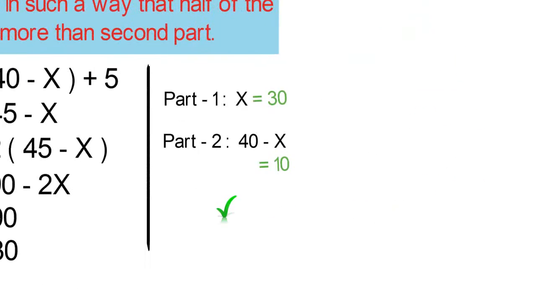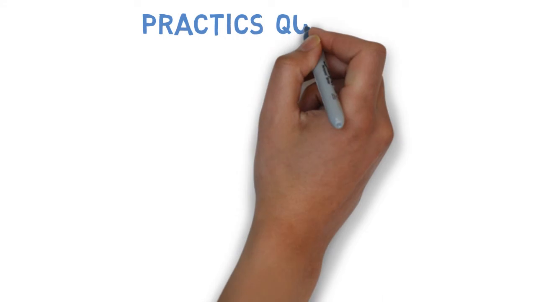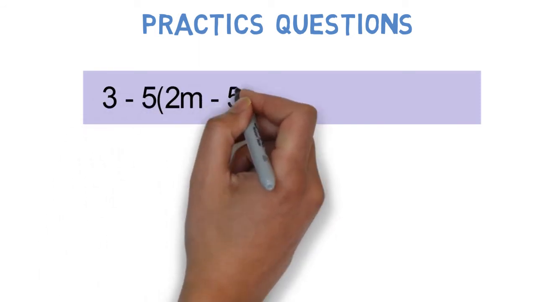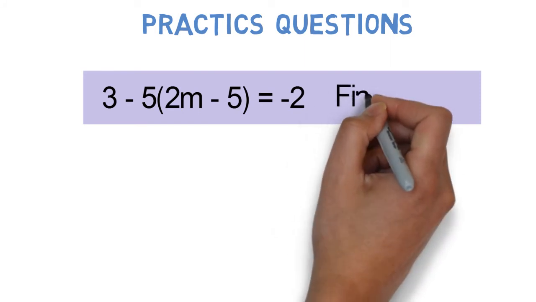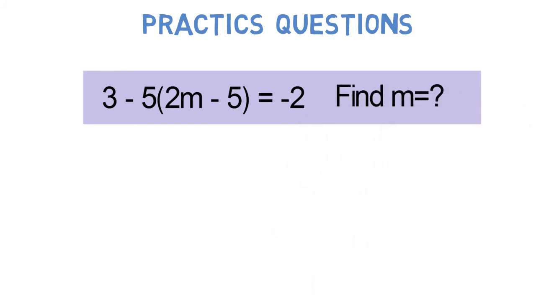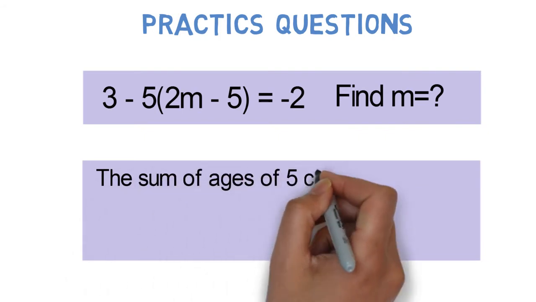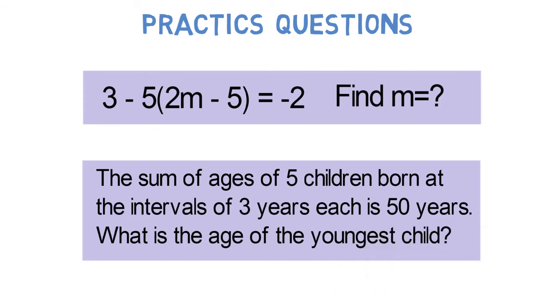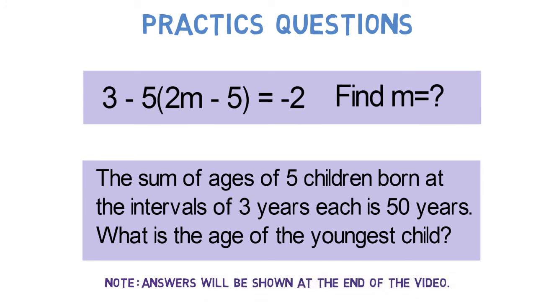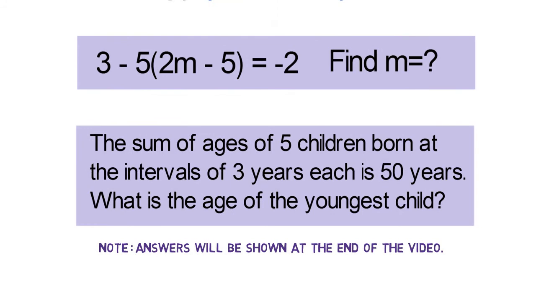Now I have some practice questions for you. These questions look a little tough, but don't worry. You just pause the video and start solving. The first question is 3 minus 5 into 2m minus 5 is equal to minus 2. If this is the equation, find the value of m. The next question is, the sum of the ages of 5 children born at an interval of 3 years each is 50 years. What is the age of the youngest child? My dear students, you'll get the answer at the end of the video. But as of now, you can pause the video and start solving it.